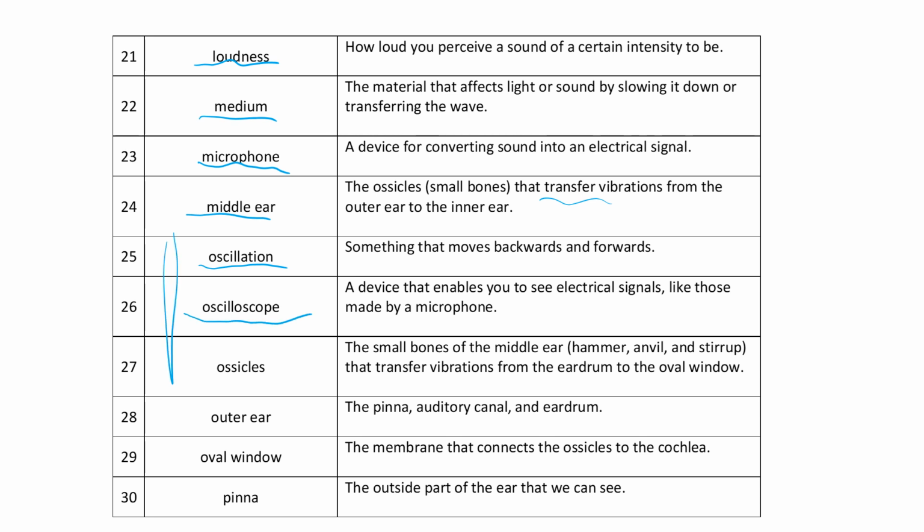Lots of similar words here. The small bones of the middle ear, hammer, anvil, stirrup, that transfer the vibrations are the ossicles, and it's said further up here. The pinna is the flappy bit on the outside of your head. The auditory canal and the eardrum is the outer ear. The membrane that connects the ossicles to the cochlea, so after it's gone through the ossicles, there's something called the oval window. The outside part of the ear, the flappy bit on the outside, is your pinna.